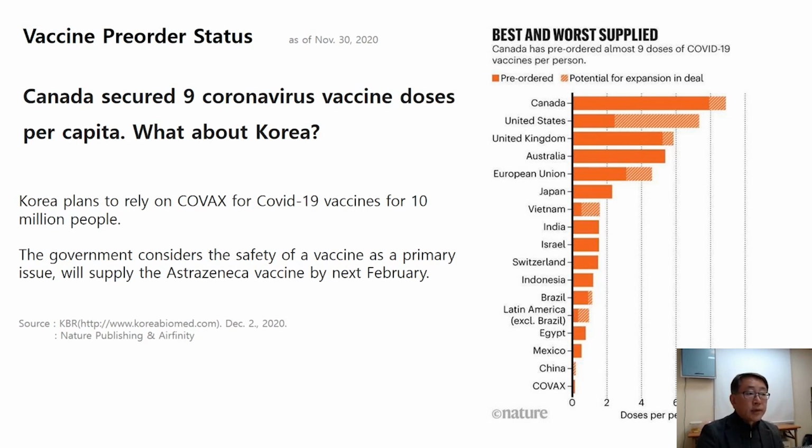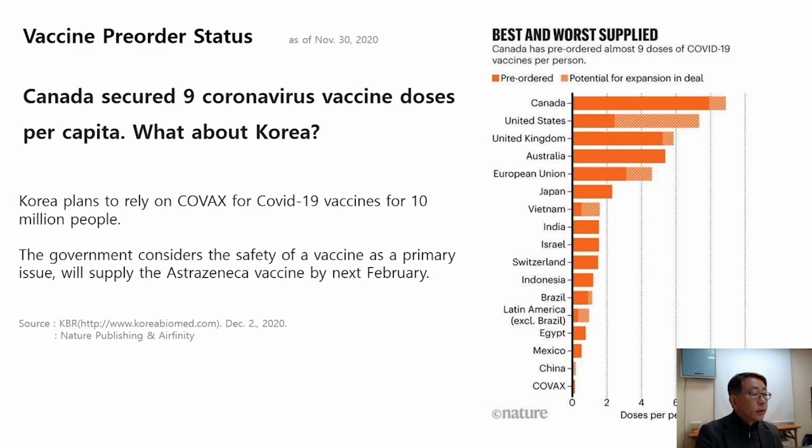So Canada, United States, United Kingdom, Australia, EU, and Japan all have acquired enough vaccine doses, actually more than necessary. This is a sad story for other underdeveloped countries which acquired no vaccines at all.